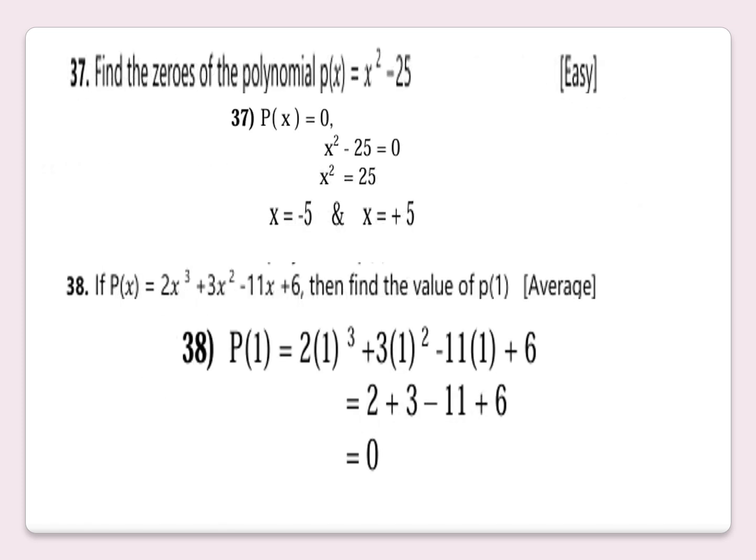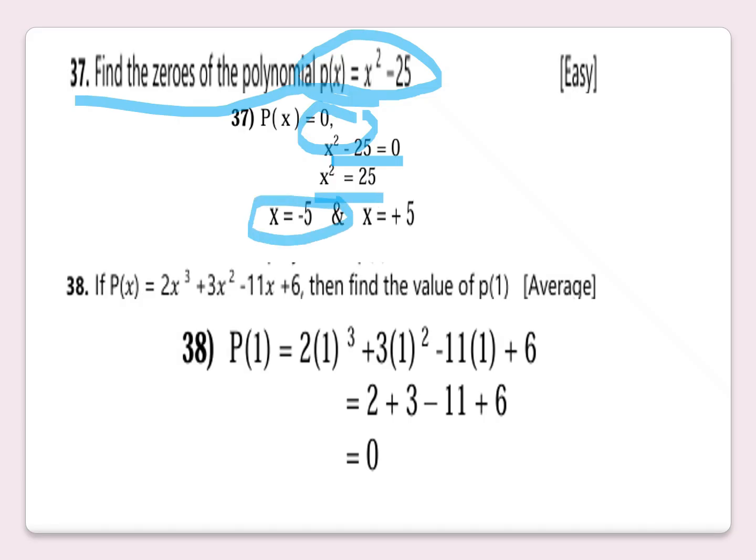Next question, question number 37. Find the zeros of the polynomial p of x is equal to x square minus 25. I can substitute the value as 0. You will get x square minus 25 is equal to 0, x square is equal to 25. Therefore, x is equal to minus 5 and x is equal to plus 5 you are getting.